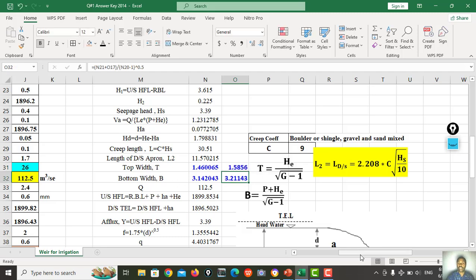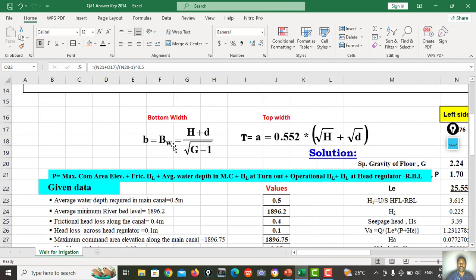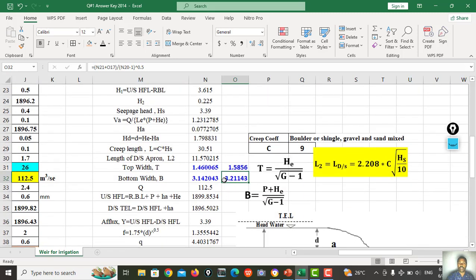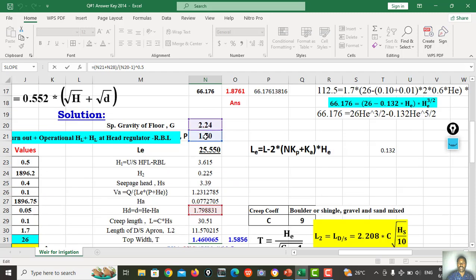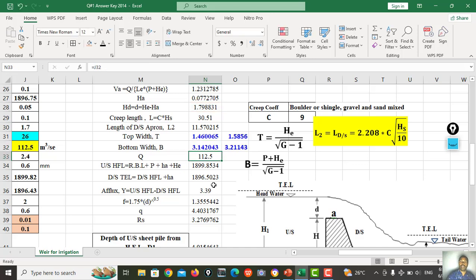Then the bottom width will be the same. You can use again, the bottom dimension is this one, BW, H plus D over G minus 1. H is just the weir height, so you can use this one. So HD, which is design, or D plus this one. So weir height, which is this one, P plus this one. You divide by G minus 1, or you can use this one, the same P plus effective head, almost similar. So discharge, you have this.